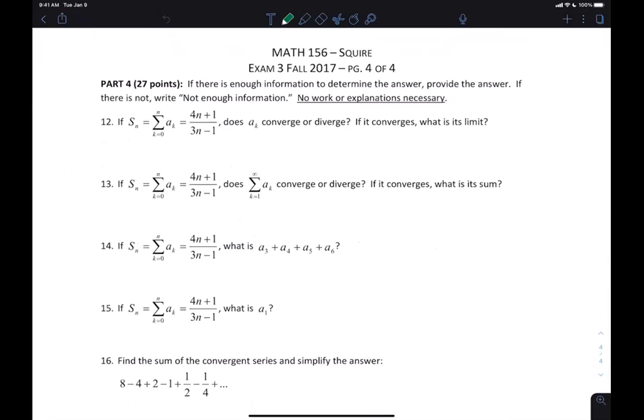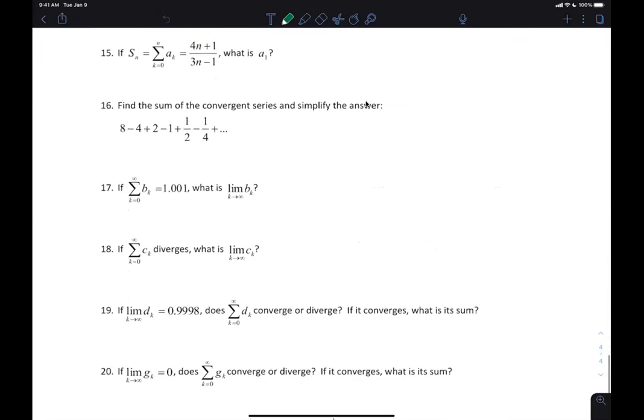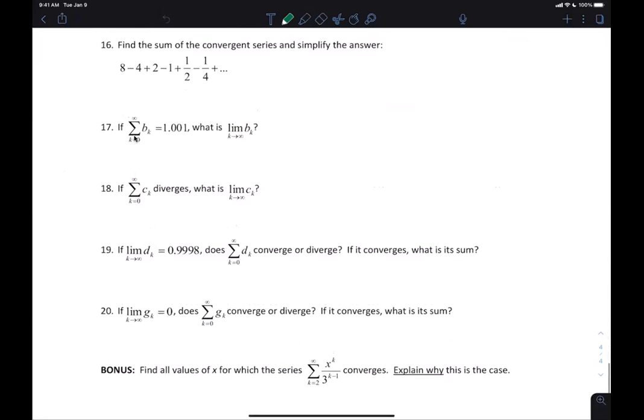But anyway, this page says that if there's enough information to determine the answer, provide it. If there's not, write not enough information, and you don't need to explain. Okay, so these at the bottom, when we're talking about sigma of BK, remember, the thing inside BK is the sequence, but sigma BK is the series. So what 17 is telling you is that the series goes to 1.001. So the series converges. What does that tell you about the sequence BK?